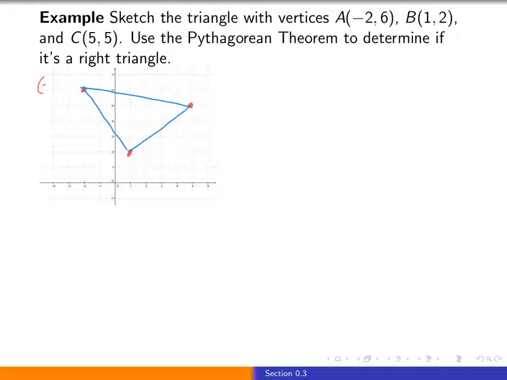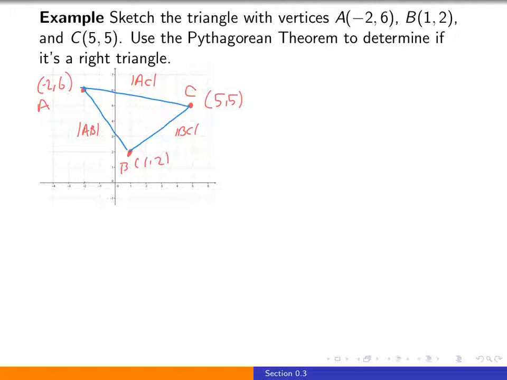I'm going to go ahead and label these points: (-2, 6), (5, 5), and (1, 2). So this is point B, point A, and point C. In order to see if this is a right triangle, we have to check if the length of each of these sides matches up with the Pythagorean theorem. So we need the length of this leftmost side, AB, of the rightmost side, BC, and the upper side, AC.